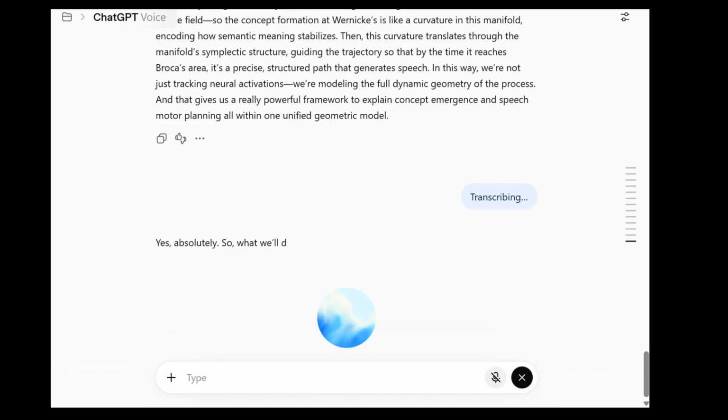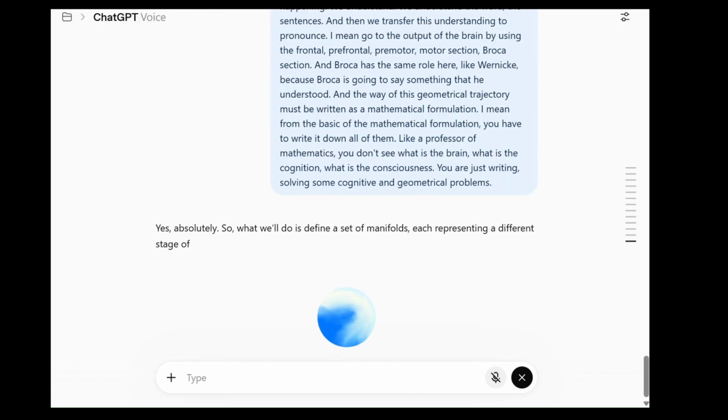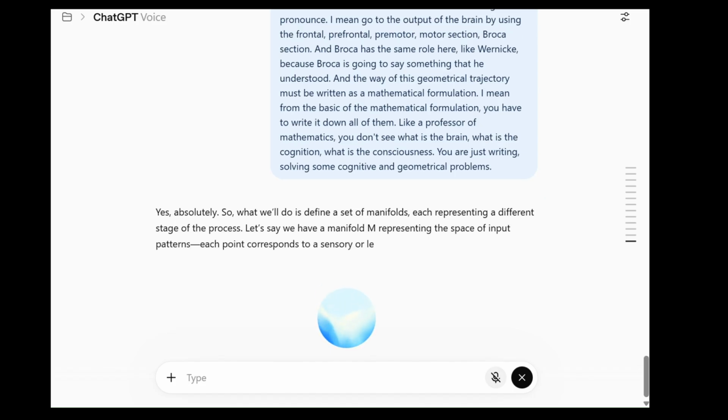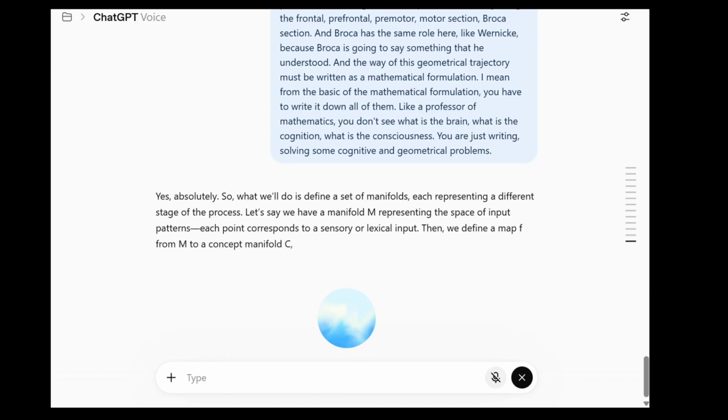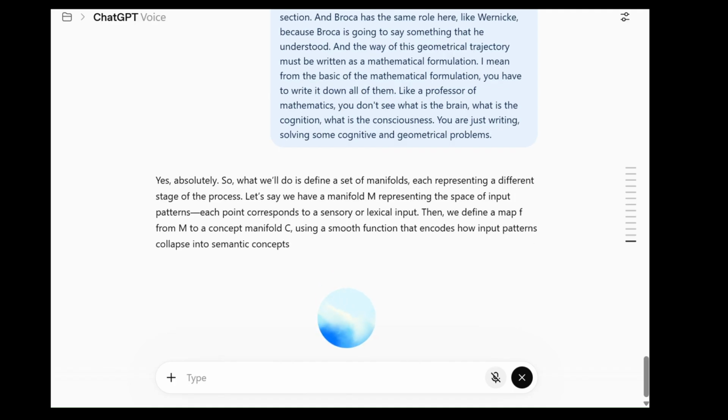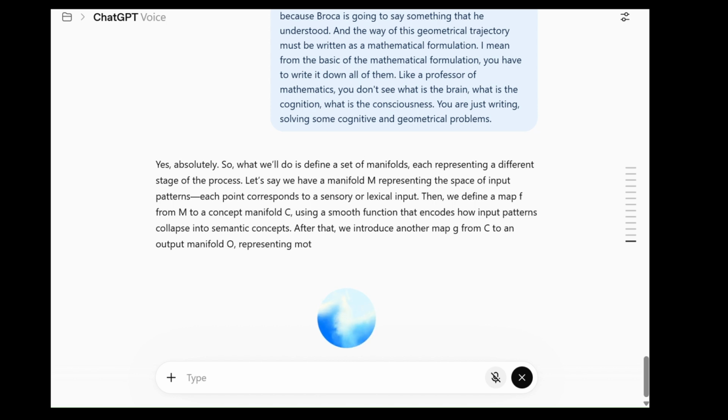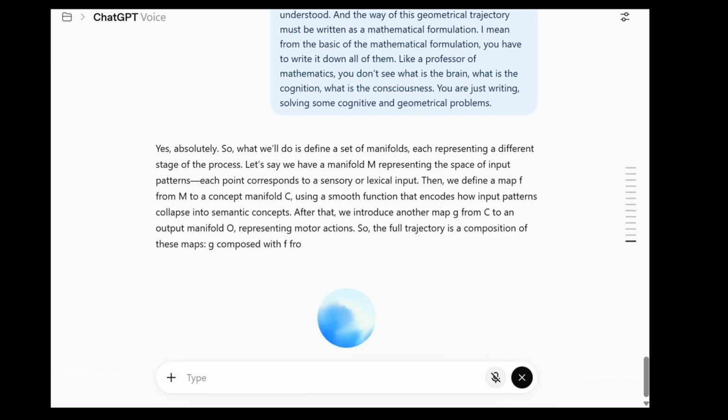Yes, absolutely. So, what we'll do is define a set of manifolds, each representing a different stage of the process. Let's say we have a manifold M representing the space of input patterns. Each point corresponds to a sensory or lexical input. Then we define a map F from M to a concept manifold C, using a smooth function that encodes how input patterns collapse into semantic concepts. After that, we introduce another map G from C to an output manifold O, representing motor actions. So the full trajectory is a composition of these maps, G composed with F from M to O.